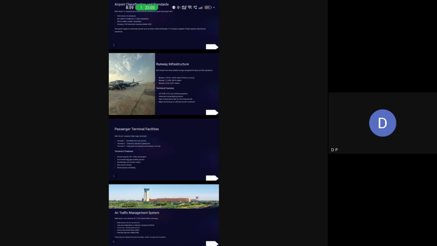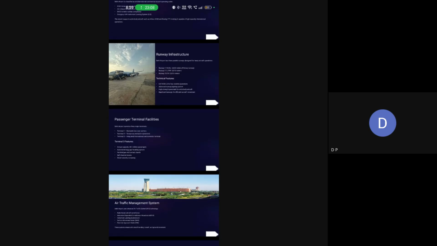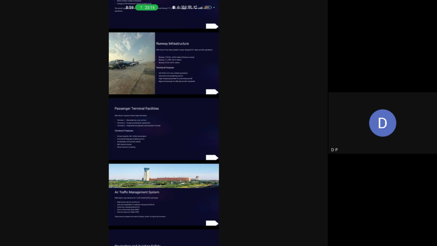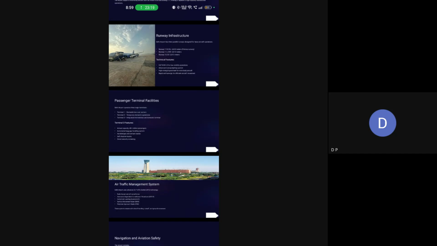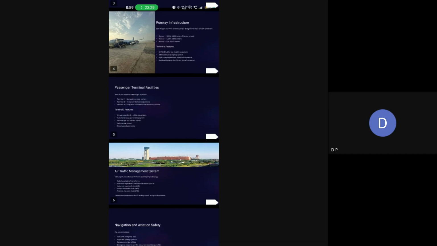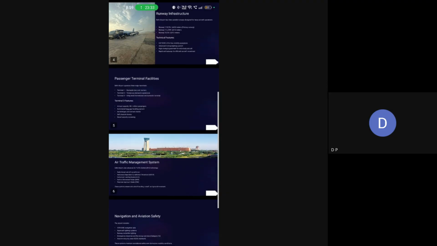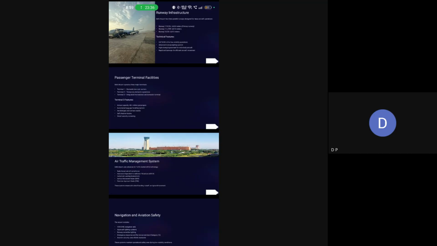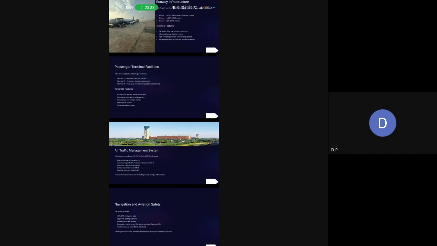Passenger terminal facilities. Delhi Airport operates three major terminals. Terminal 1, domestic low-cost carriers. Terminal 2, temporary domestic operations. Terminal 3, integrated international and domestic terminal. Terminal 3 features an annual capacity of 40 plus million passengers, automated baggage handling system, aerobridges and contact stands, self check-in kiosks, and smart security screening.